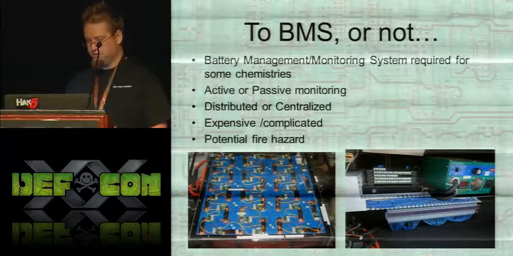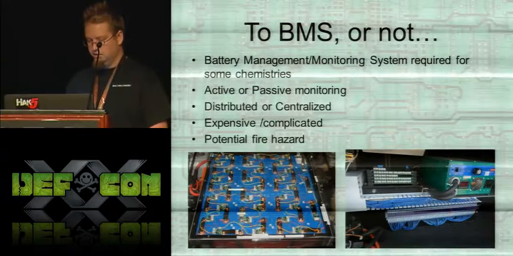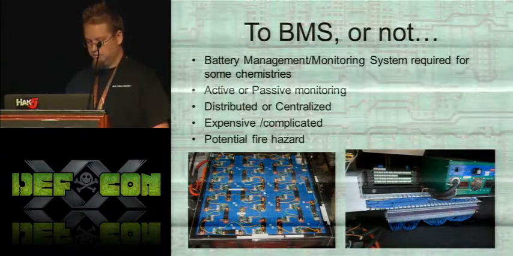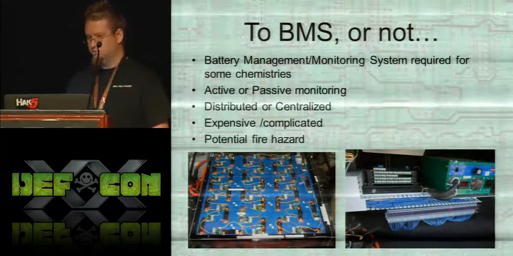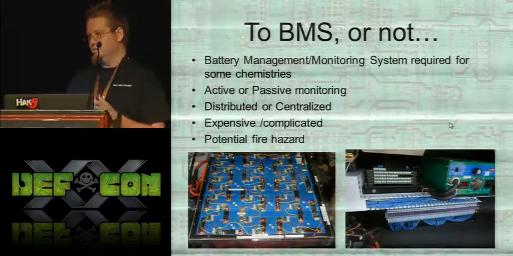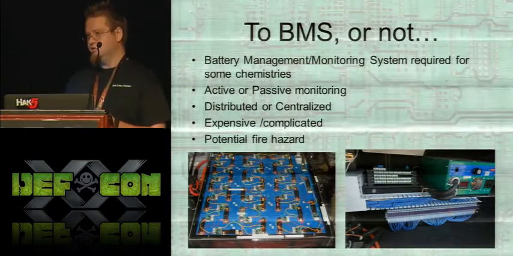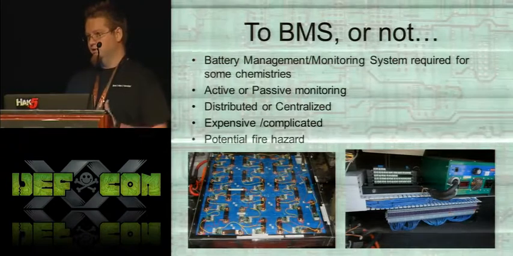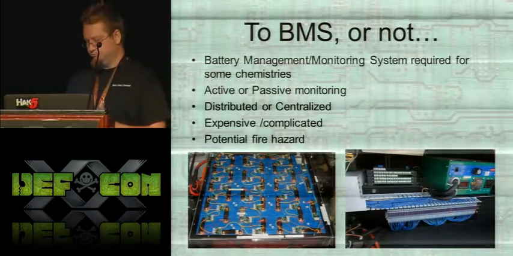Here's a couple pictures of different kinds of BMSs. There's distributed, like this one here, or centralized. So distributed, you have a little circuit between each battery cell, and centralized, you just have tons of wires running all over the place and a few circuit boards that control everything.